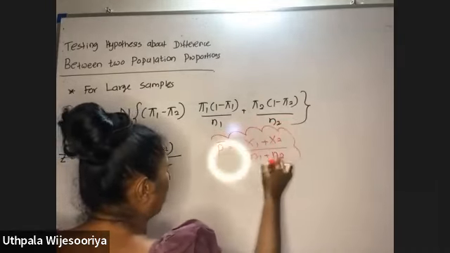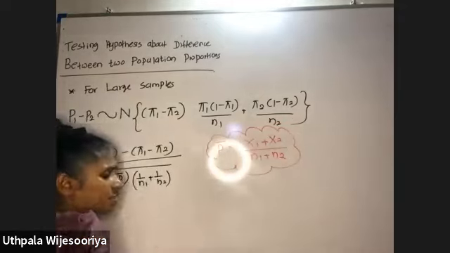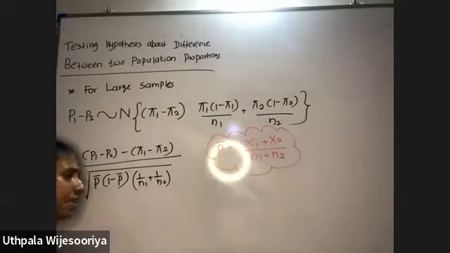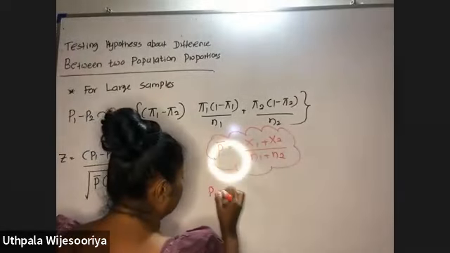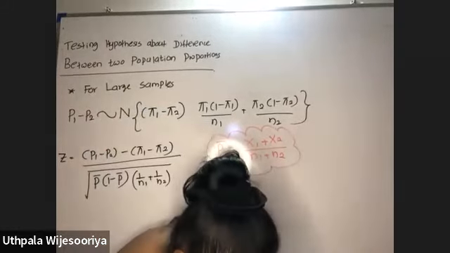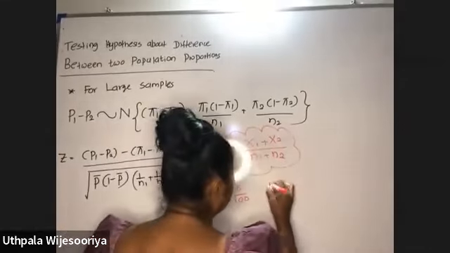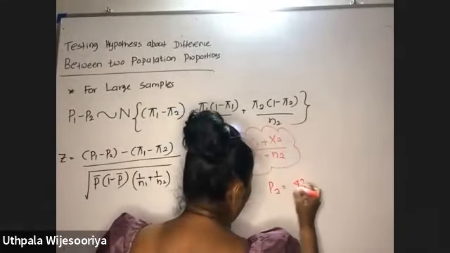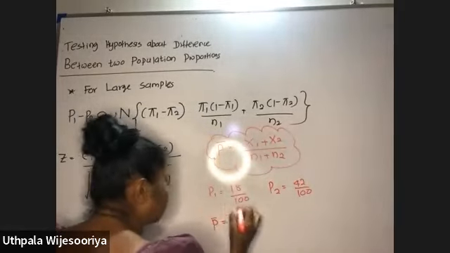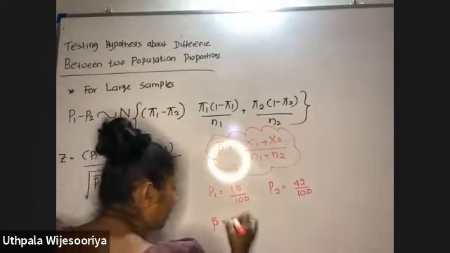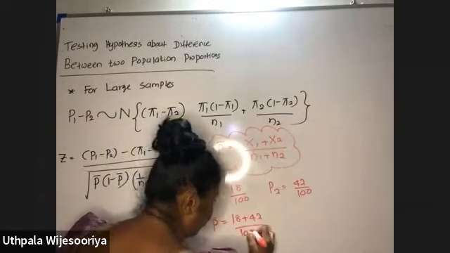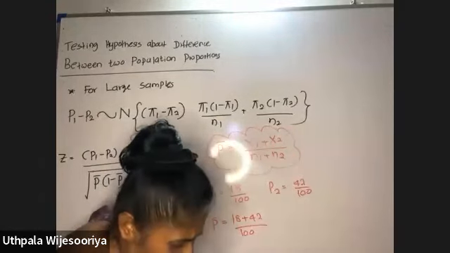So how do we evaluate this one? Now these questions are always given with two sample proportions. Then P1 is equal to 18 over 100 and P2 is equal to 42 over 100. So how do we calculate our P bar? P bar is equal to the sum of the two numerators over 100 plus 100.